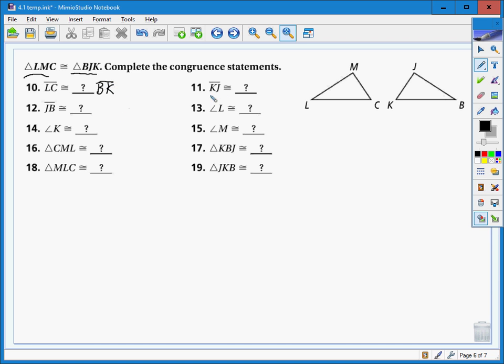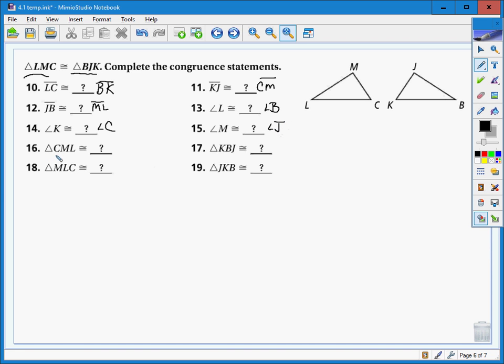What is KJ congruent to? KJ. The last two would be what? CM or MC. JB. ML. Angle L. Angle B. Angle K. Angle C. Angle M. Angle J.